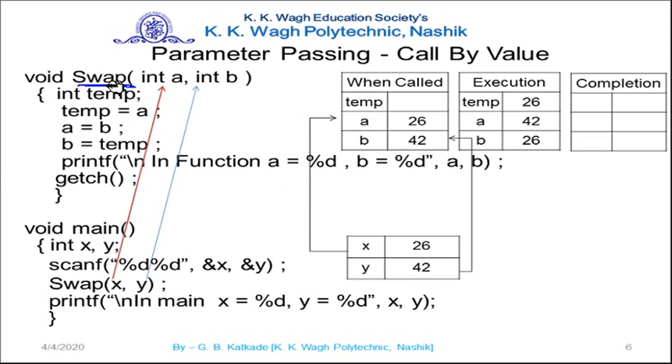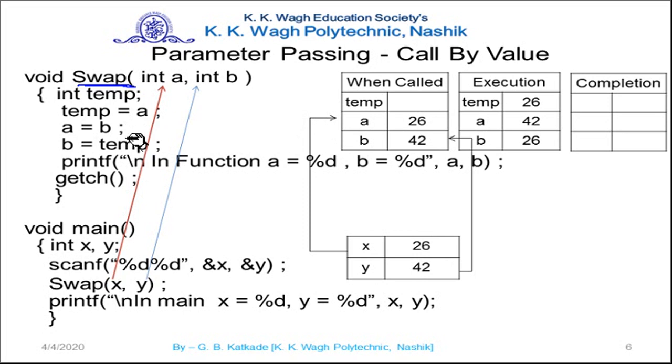Now as it is transferred, the parameters that we have given here, x and y, will be given the names a and b correspondingly. When we call it, a is created, b is created, and the value given to a is the value of x, and the value of b is the value given in y from the calling function.